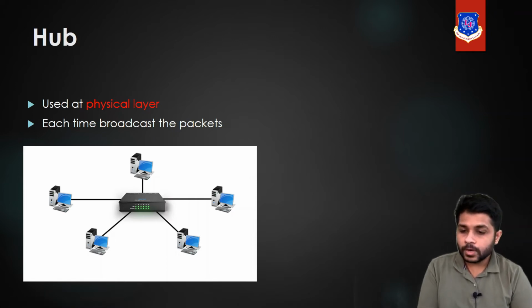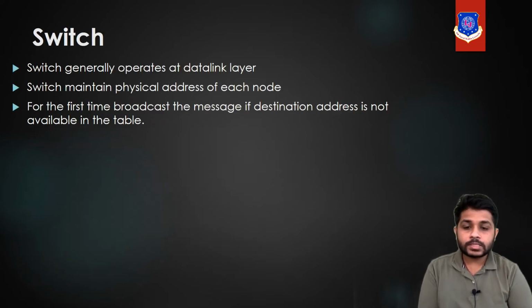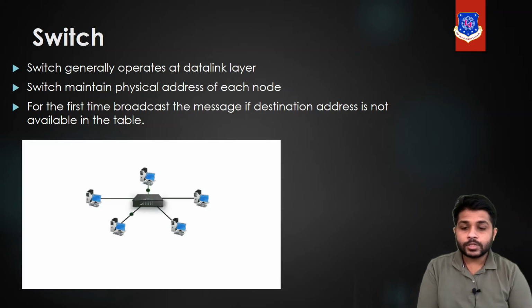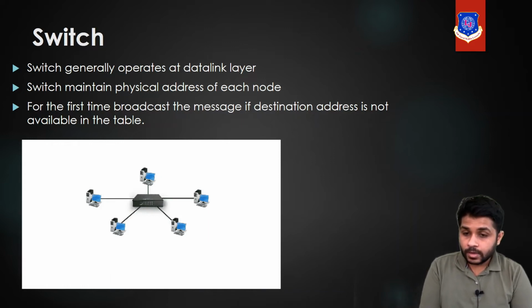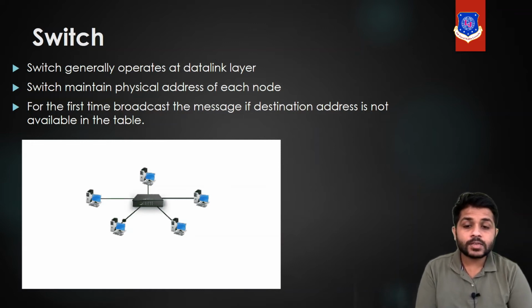The hub is working at the physical layer, so it is a dumb device. Now let's see the next device, that is the switch. The switch operates at the data link layer, and any device operating at a layer apart from the physical layer is a smart device. So the switch is a smart device.